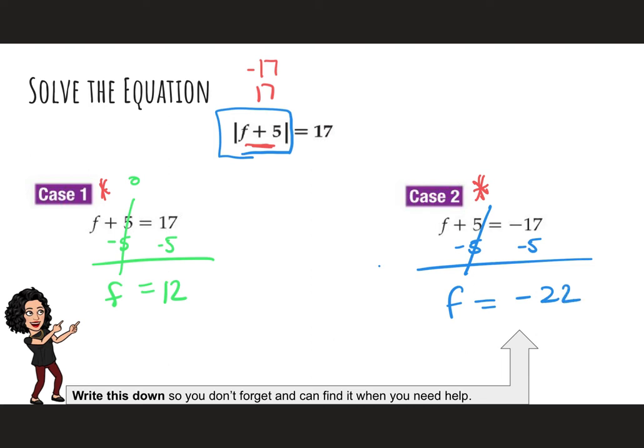If I were to replace my answer to check, 12 plus 5 gives me 17. The absolute value of 17 is 17. Check. Or negative 22 plus 5. Well, that gives me negative 17. Absolute value of negative 17 is 17. Check. So those are the two possibilities that f has to equal to make this equation true.